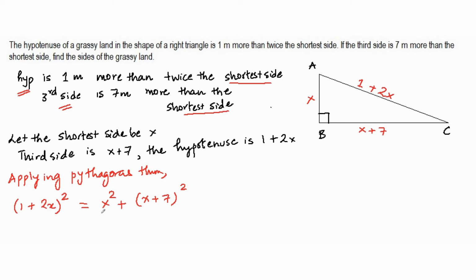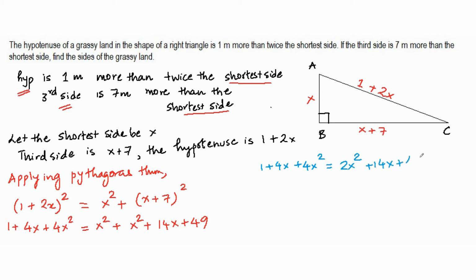And now opening up the brackets, I can easily get my quadratic equation. So 1 plus a square plus 2ab plus b square is therefore equal to x square plus 14x plus 49. And therefore what I get is 1 plus 4x plus 4x square is equal to 2x square plus 14x plus 49. And grouping all the terms on one side, I get 2x square minus 10x minus 48 is equal to 0. Dividing throughout by 2, I get x square minus 5x minus 24 is equal to 0.